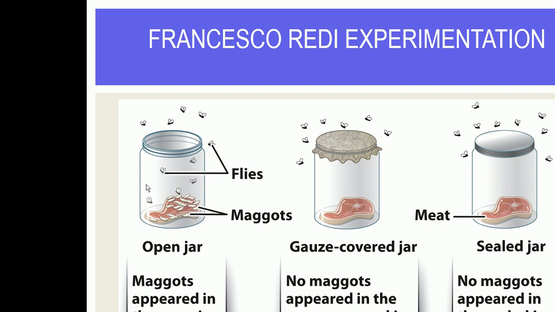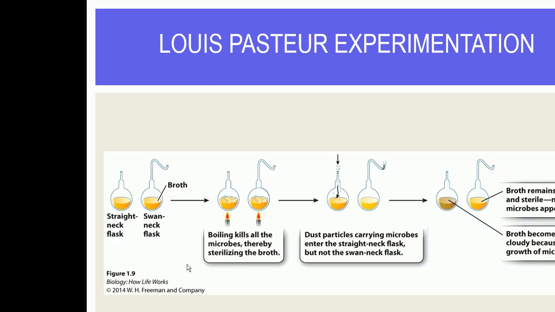So this experiment proved that his hypothesis was correct. Life comes from life, which means that the piece of meat has to be in contact with flies for the formation of maggots. And this is another very typical experiment, another problem solved by another very famous scientist called Louis Pasteur. He also used the scientific method to solve this problem.